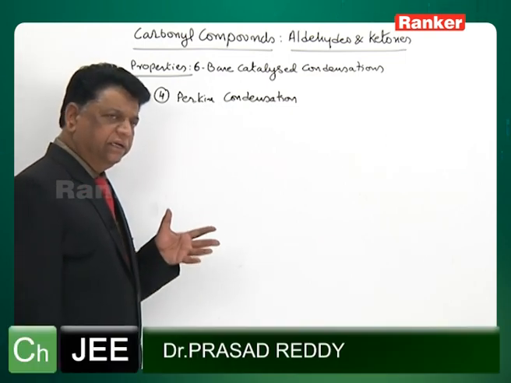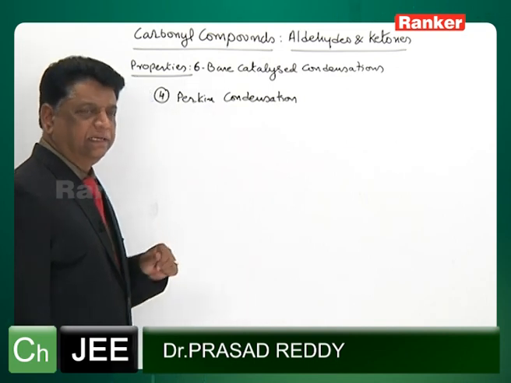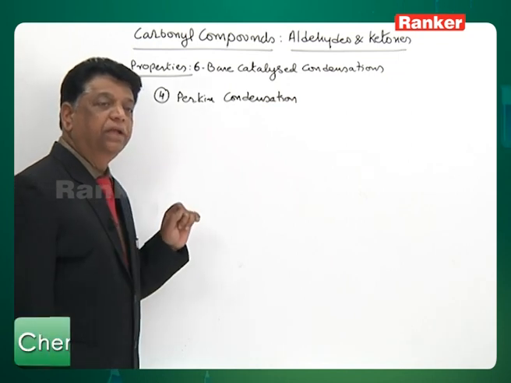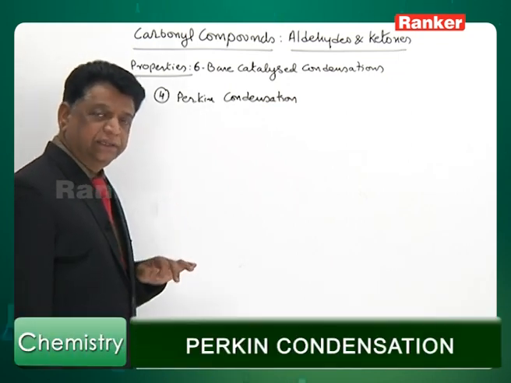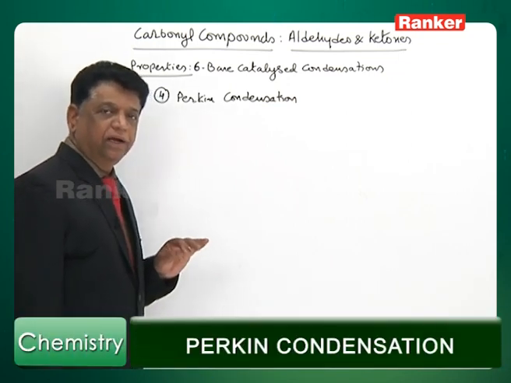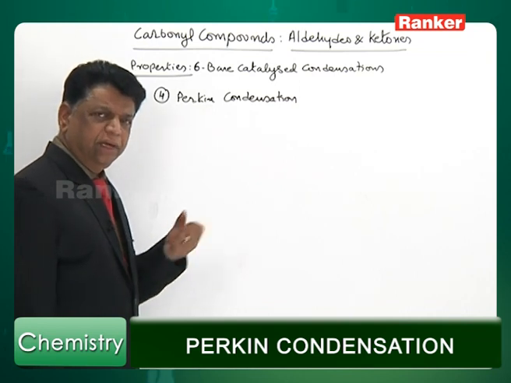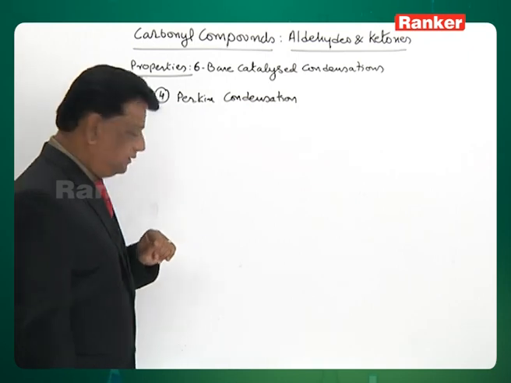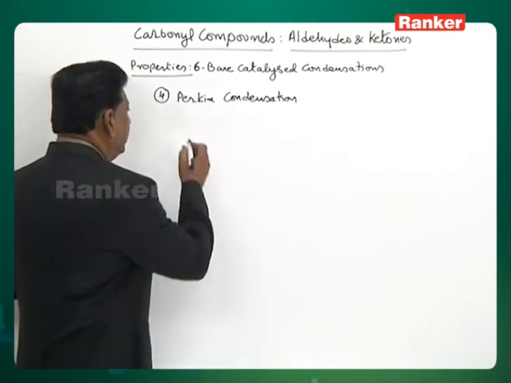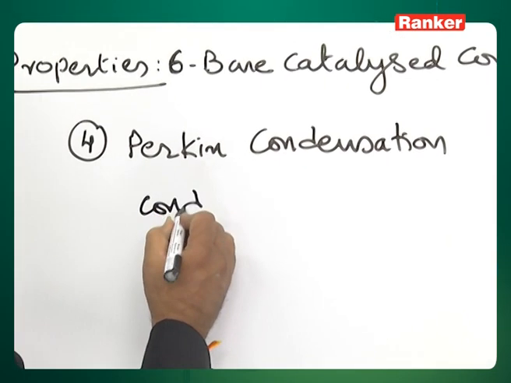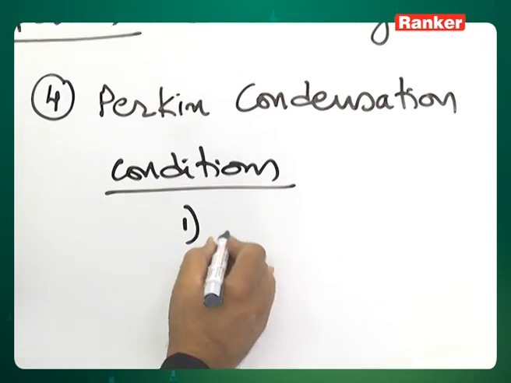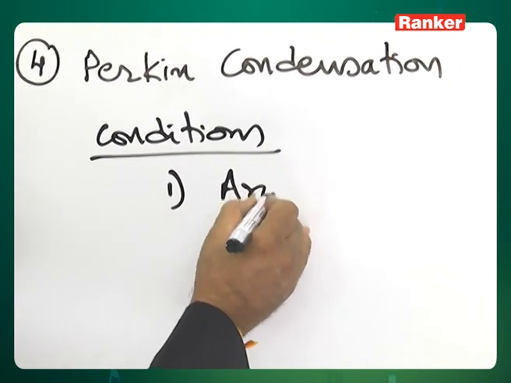There are half a dozen or even 1 dozen reactions which are similar to the aldol. So, this is the first similar aldol type of condensation. If you see the mechanism of the aldol condensation, almost the steps of the aldol condensation are repeated in the Perkin condensation also. So, what is the condition required here? Conditions required is, first one is aromatic aldehydes will condense.